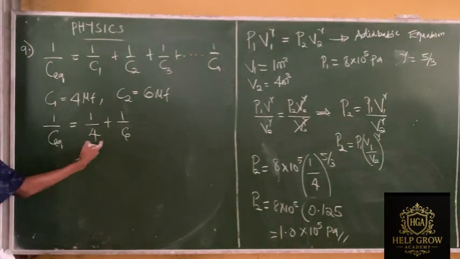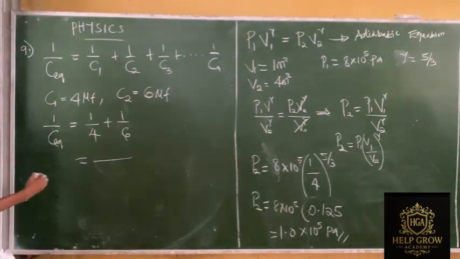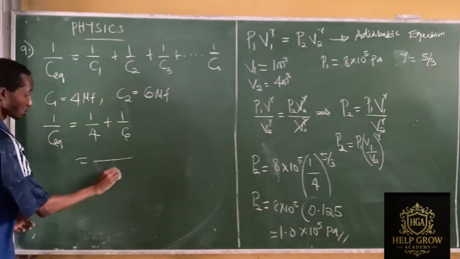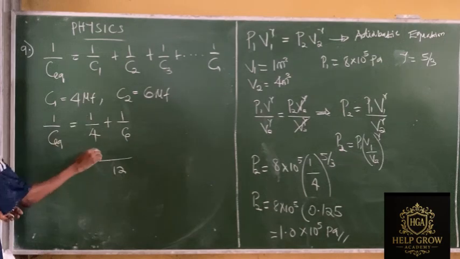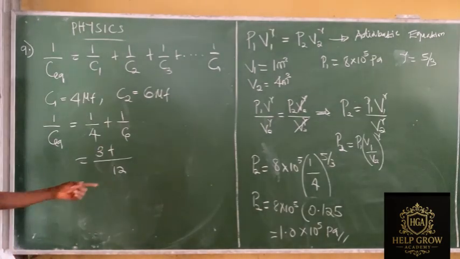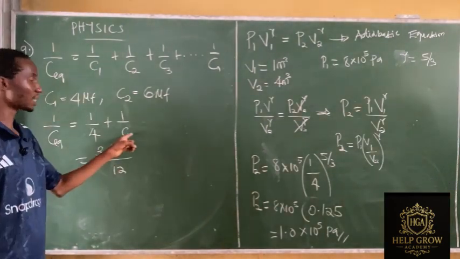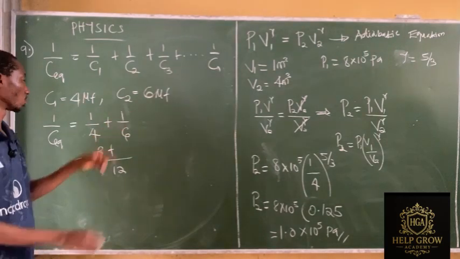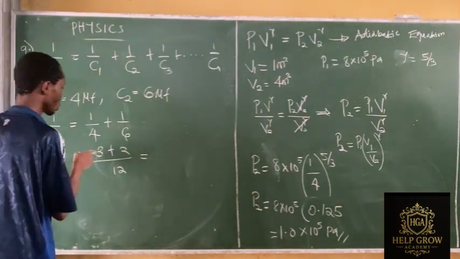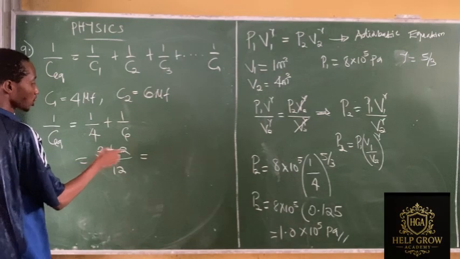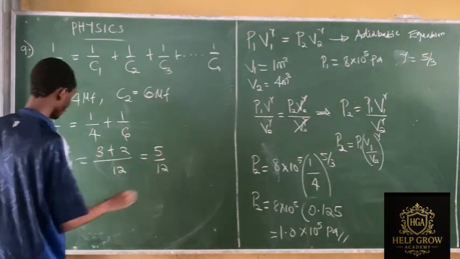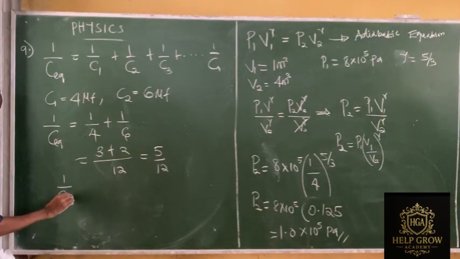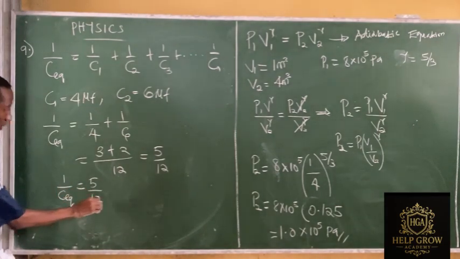This is equal to, when we have two fractions like this, we take the LCM. The LCM of 4 and 6 is 12. 12 divided by 4, you have 3. 3 times 1, you have 3. Plus 12 divided by 6, you have 2. 2 times 1, you have 2. This is giving us what? 3 plus 2 will give us 5 all over 12. We have the equivalent capacitance to be what? 5 over 12.